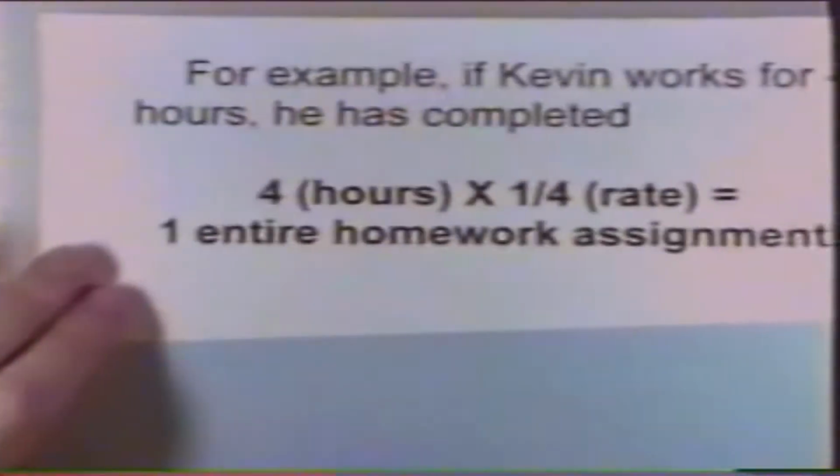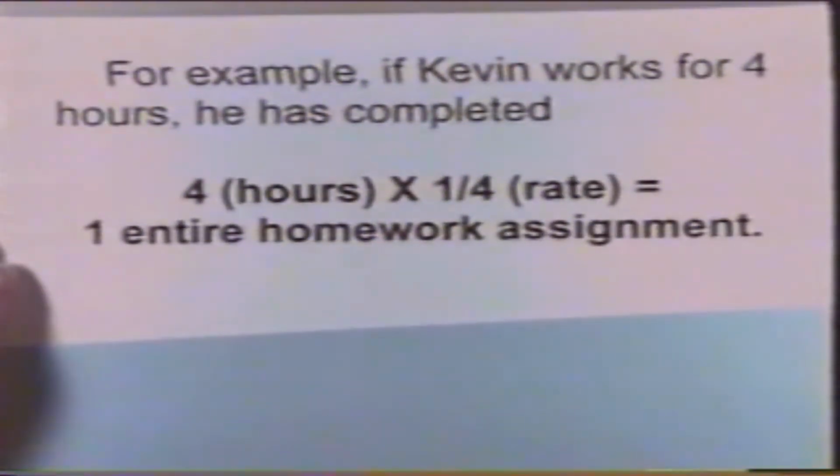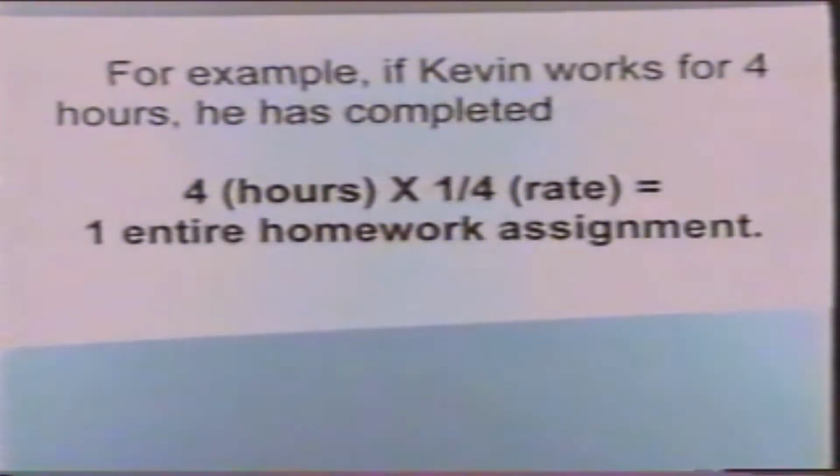Now let's look at another scenario. If Kevin works for 4 hours, he has completed 4 hours times his rate, which is 1/4, equals 1, because the 4's cancel out. So that's one entire homework assignment, one completed assignment. So again, to determine the portion of work that has been completed, we take the hours worked times the rate.